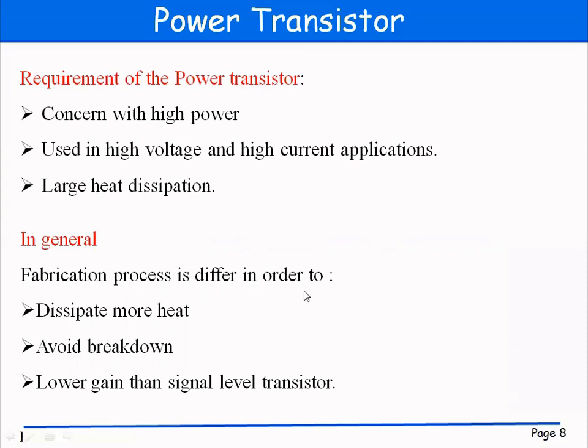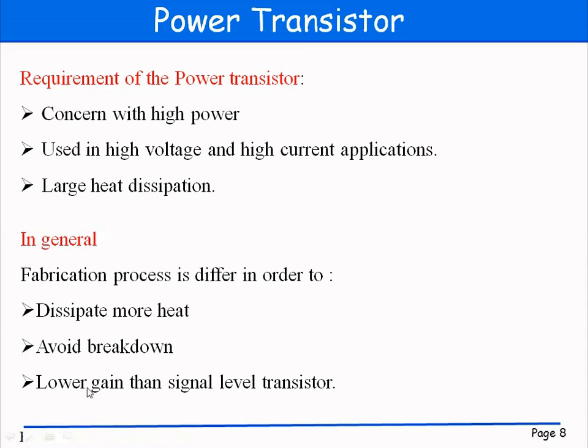So at the time of fabrication, it is required to take some considerations. The first is to dissipate more heat. We have to take this issue into account at the time of the fabrication of the device. It should work at high voltage, that means its breakdown voltage should be very high, with lower gain than the signal level transistor.